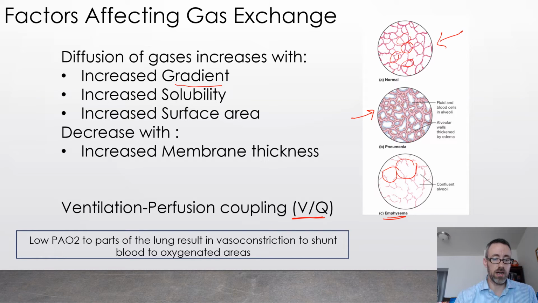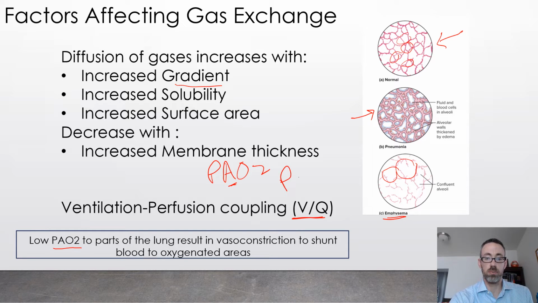And then the box down here, this is showing you a low PaO2. Low PaO2 in parts of the lung results in vasoconstriction to shunt blood to oxygenated areas. This is really a critical concept. So first off, I want to just point out that when I say PaO2, and you see a capital A, it's the partial pressure of oxygen, but the capital A here indicates that this is the partial pressure of oxygen in the alveoli. So that's usually how we write that.